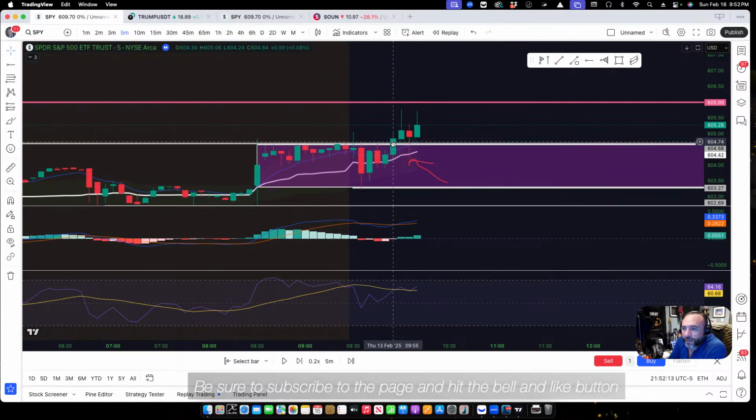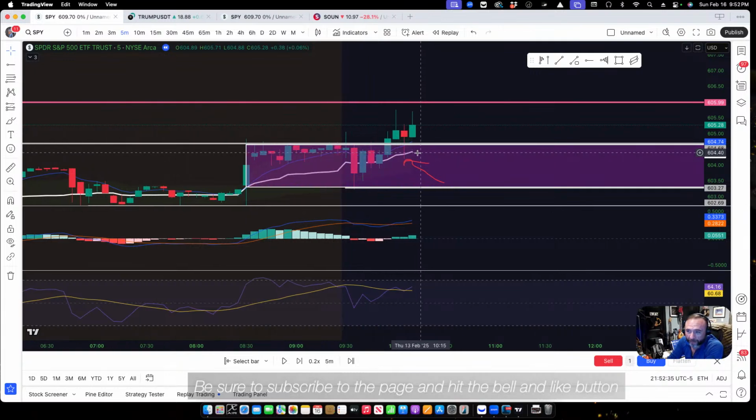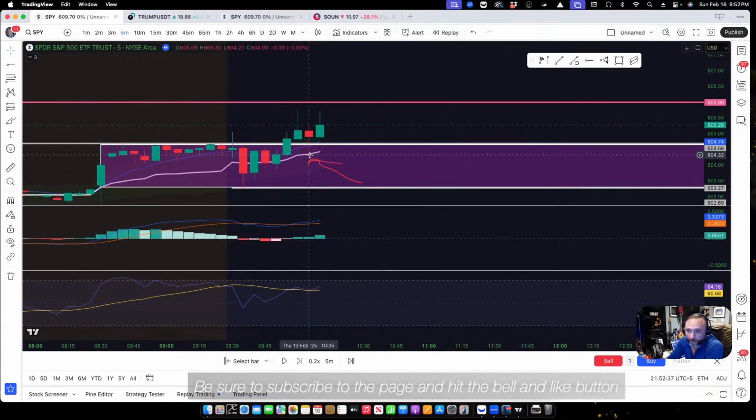I would have taken a position on this candle. And as a matter of fact, I could have probably taken profits on this candle. I like 604.30 to 605.75. That's already a point and a half. I could have taken profits right there just fine. And when this candle came back and touched VWAP, I could have loaded again. This was a good load zone. Why was it a good load zone?